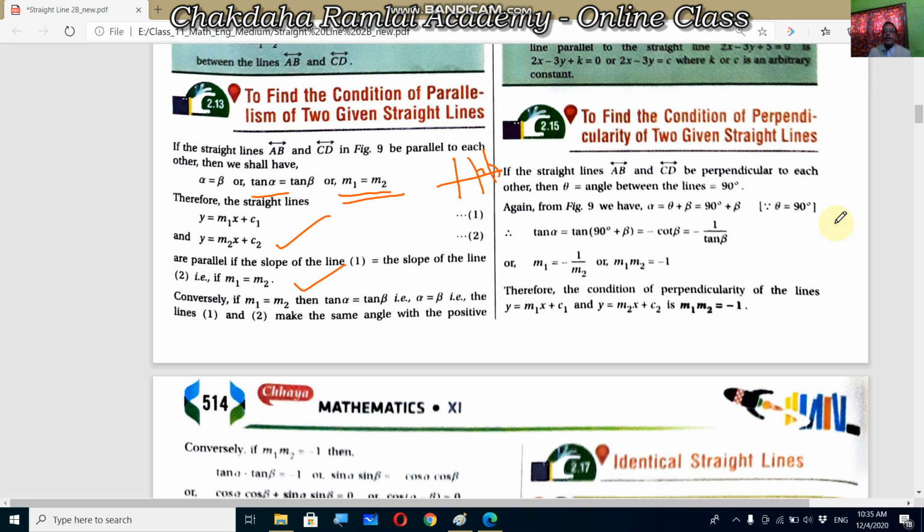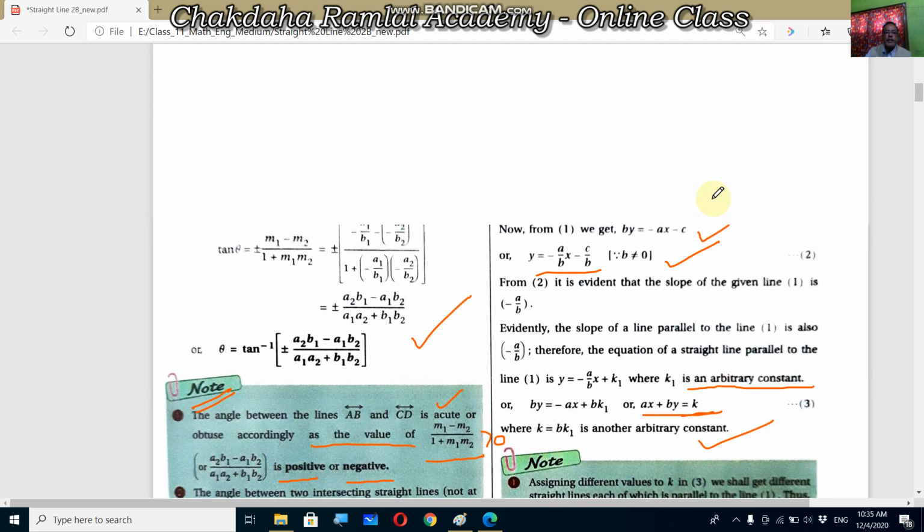Find the condition of perpendicularity of two given straight lines. If the straight lines AB and CD are perpendicular to each other, then theta, the angle between the lines, is equal to 90 degrees.